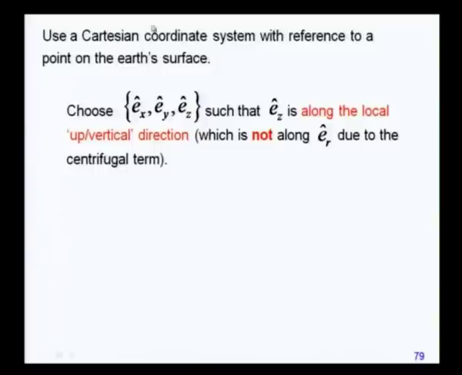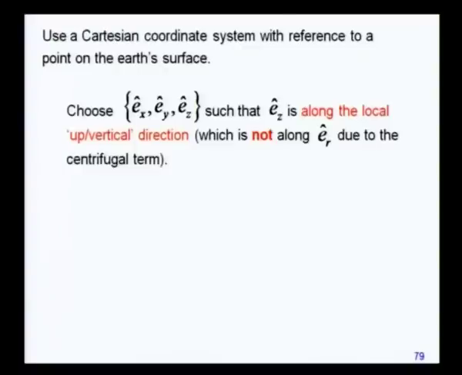So, we choose a Cartesian coordinate system spanned by these unit base vectors Ex, Ey, Ez. The first thing we do is to choose the direction of the z axis, and it is chosen along the local vertical pointed upwards. Up is toward the sky from wherever you are standing, and it is the local vertical which is not necessarily the radial direction from the center of the earth to the point on the earth's surface that you are standing, because there is a centrifugal term that you must take into account since you are on a rotating frame.